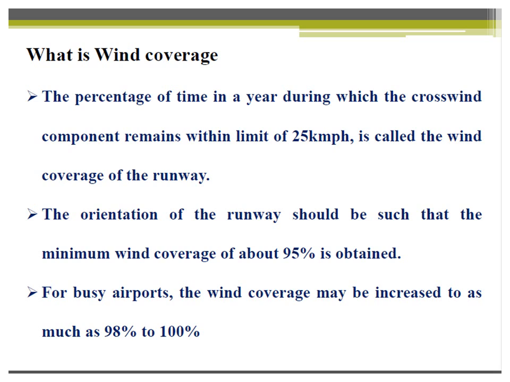What is wind coverage? It is the percentage of time in a year during which the crosswind component remains within the limit, for example 25 km per hour or 15 km per hour, depending upon the type of aircraft and airport. That coverage is known as the wind coverage of that particular runway. The orientation of the runway should be such that a minimum wind coverage of about 95% is obtained. For busy airports such as international airports, the wind coverage may be increased to as much as 98% to 100%.